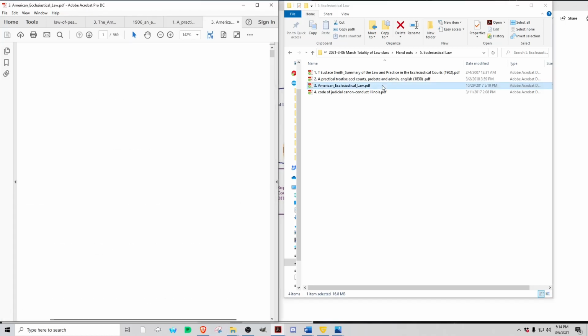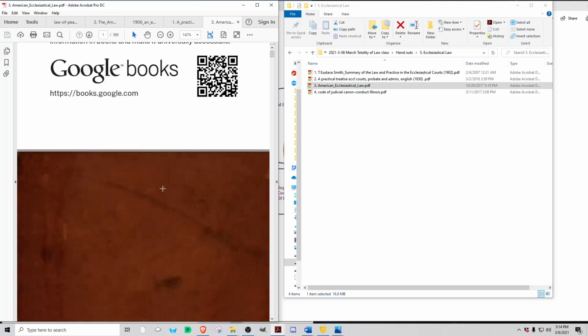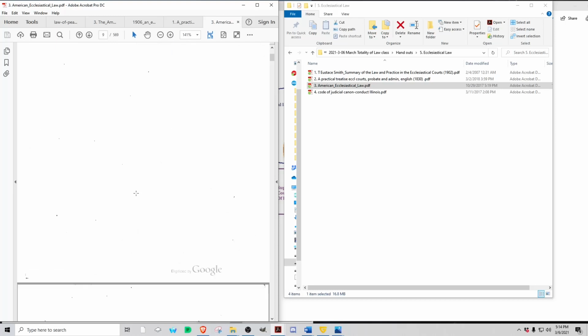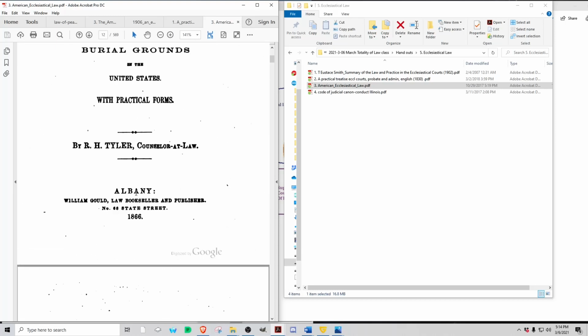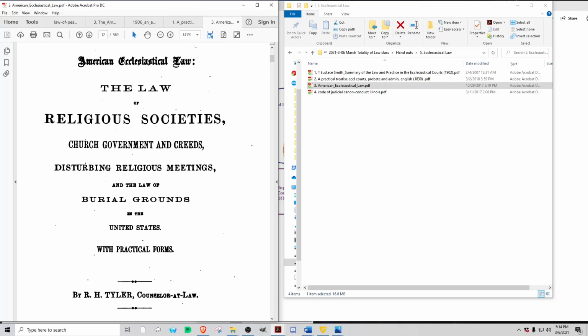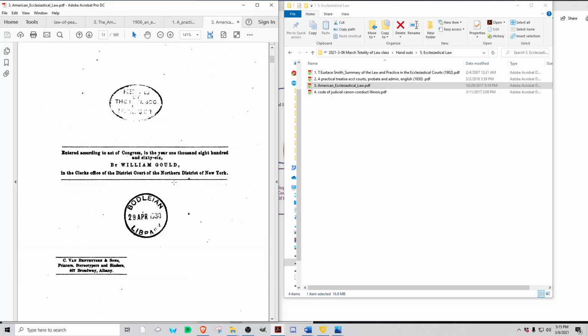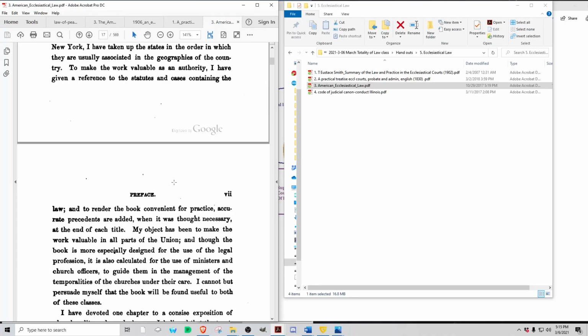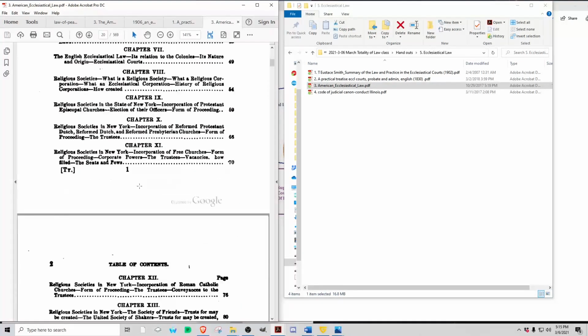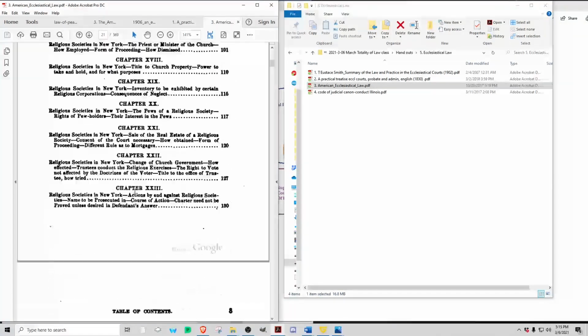And then I give you one book on American ecclesiastical law, the best book I found, which if you talk to any attorney, they'll say it doesn't exist, but it does. And so this is 1866. The law of religious societies, church governments and creeds, disturbing religious meetings, the law of the burial grounds, and so forth. Now, this is not going to deal with as much of things regarding probate, right? This will be more straight what you would consider to be matters of the church.